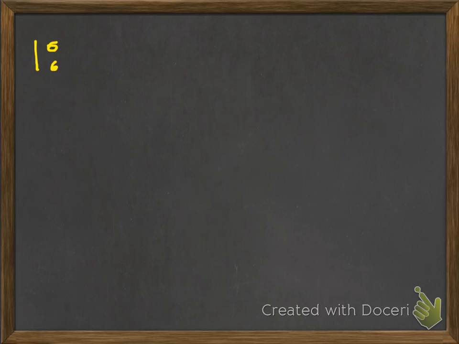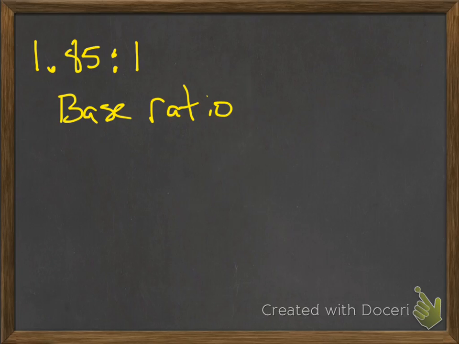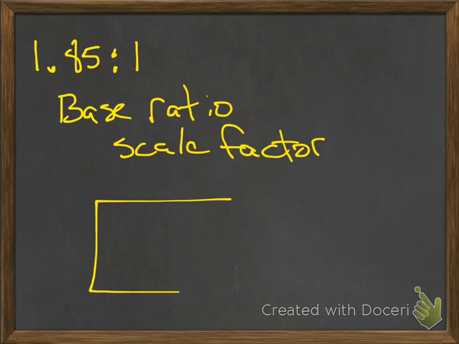For example, a movie screen is on a 1.85 to 1 ratio. Why do we talk about something like that? Well, this is called a base ratio, and what it does is it gives us a scale factor. So if they just gave us the diagonal, let's say they gave us the screen size of 55 inches, that means that's the diagonal there.